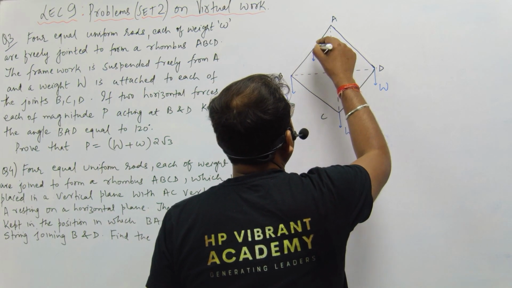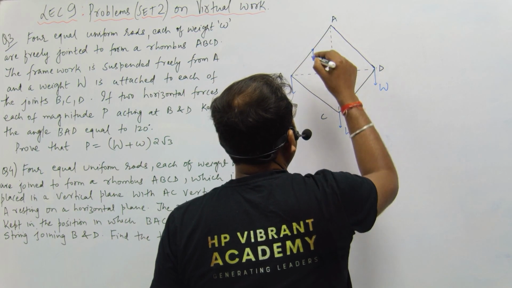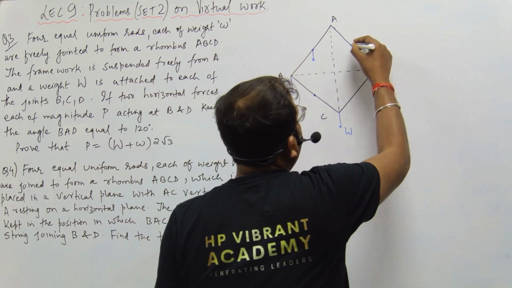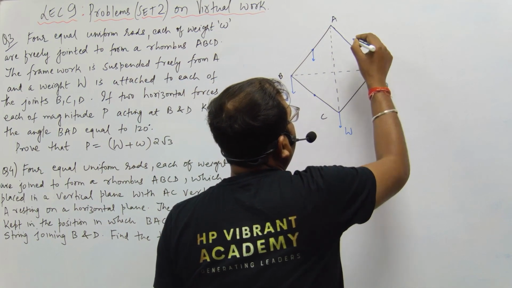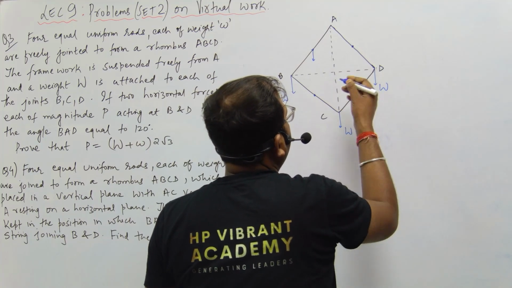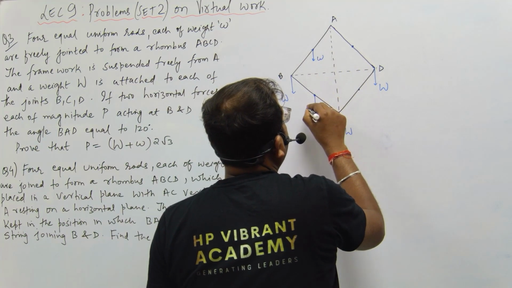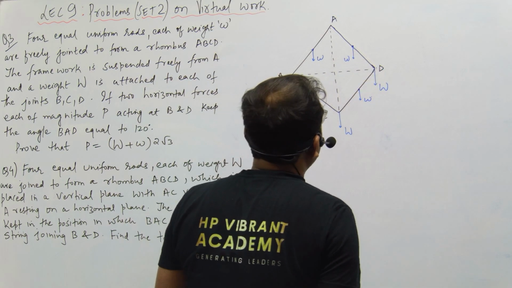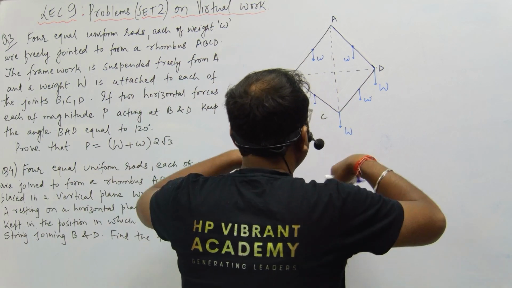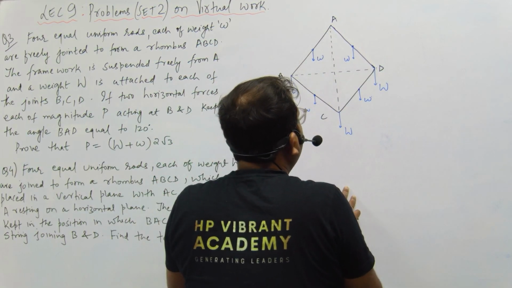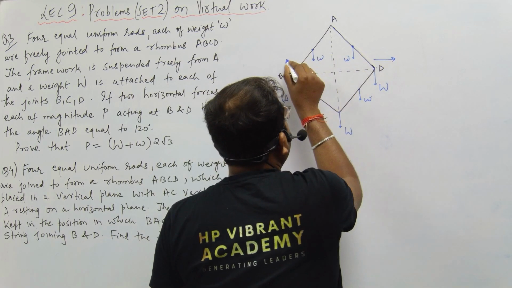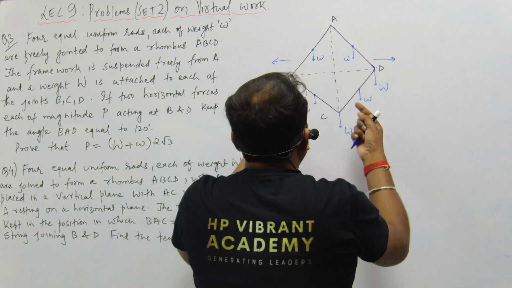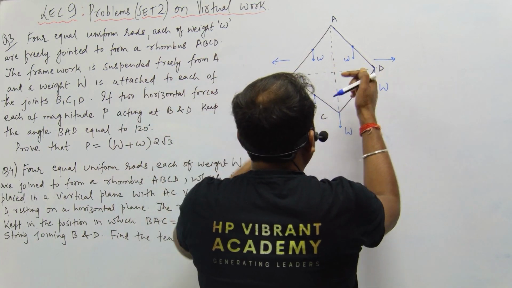So the midpoint of AB is this point, this is the midpoint of BC, this is the midpoint of AD, and this is the midpoint of CD. Let us apply the weight as small w at each of these. Because of this whole system of weight, points B and D will try to move in outward direction. So for preventing the movement of B and D in outward direction, a force P as given in the question is applied in inward direction.